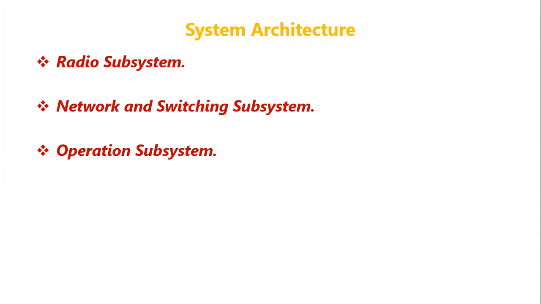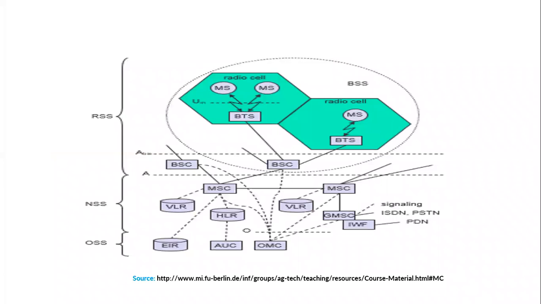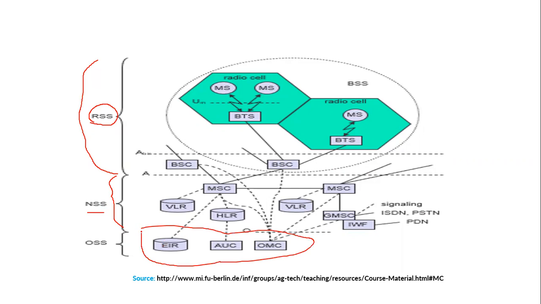So first let us try to understand the architecture. This is the system architecture of GSM. Here there are many entities. Now let us try to have a brief understanding of this. All these things put together is called RSS, that is radio subsystem. And all these components put together form the network and switching subsystem. And all these databases put together form the OSS, operation subsystem.